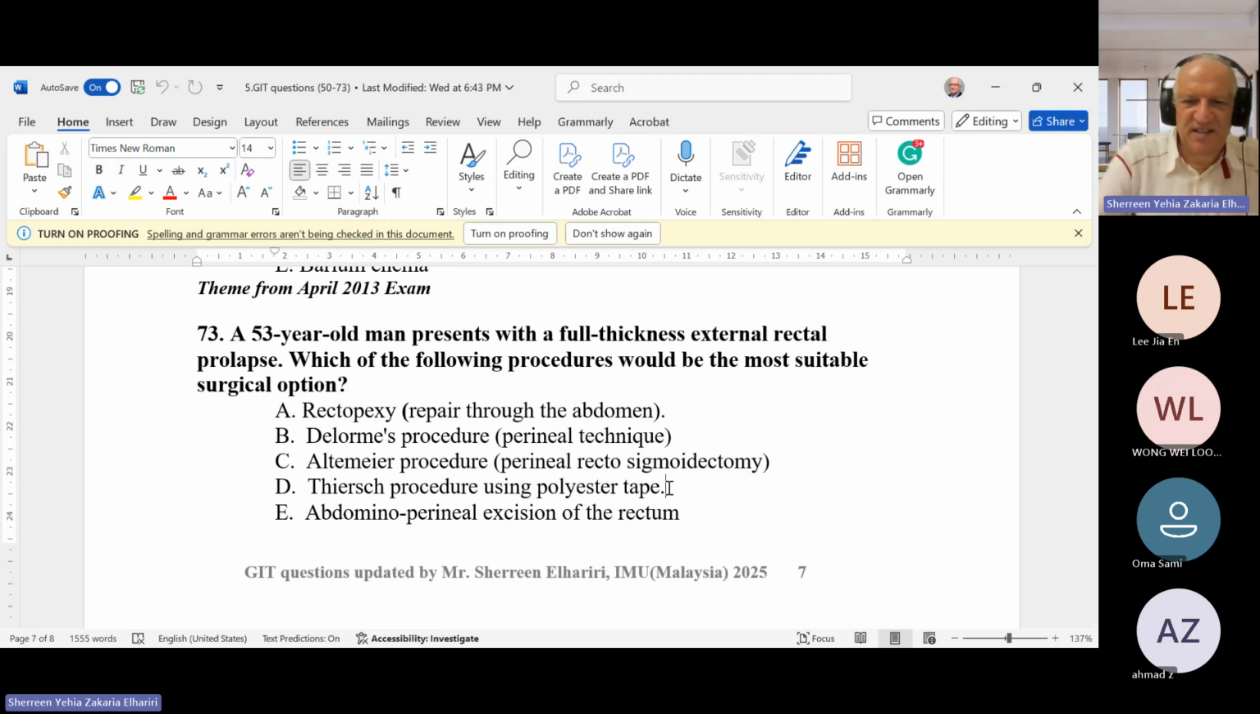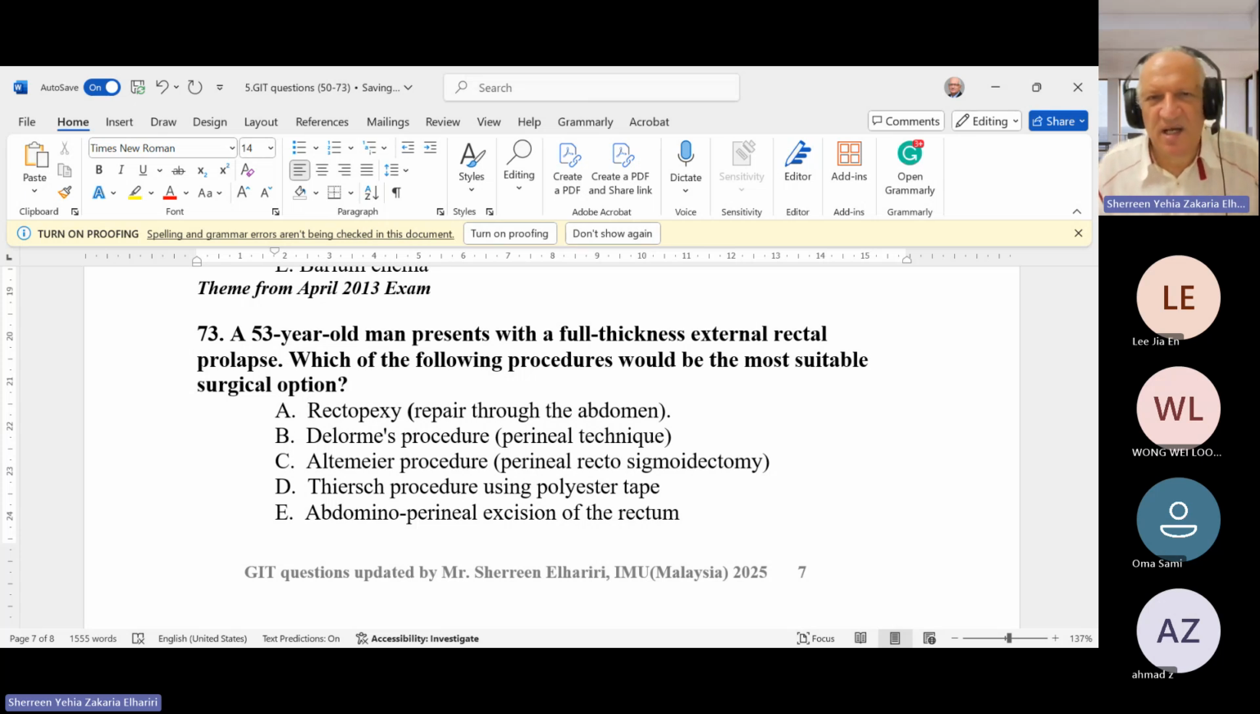Abdominoperineal excision of the rectum means that this patient will stay with a terminal colostomy forever, so it is not practical. So what is practical? We do repair through the abdomen, what we call the rectopexy. This rectopexy is the fixation of the rectum by mesh to the sacrum.